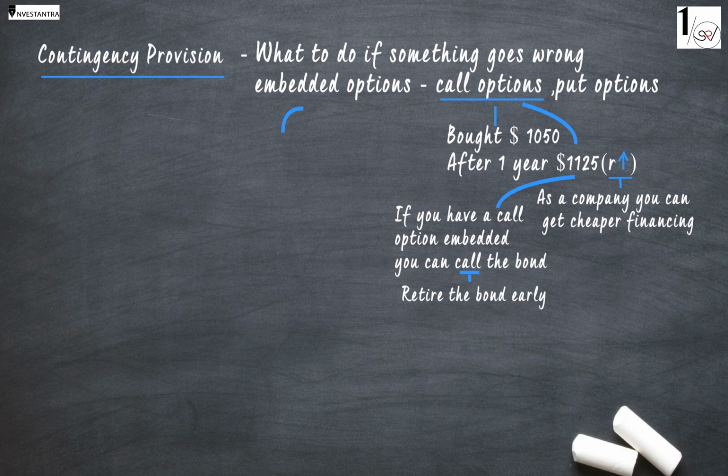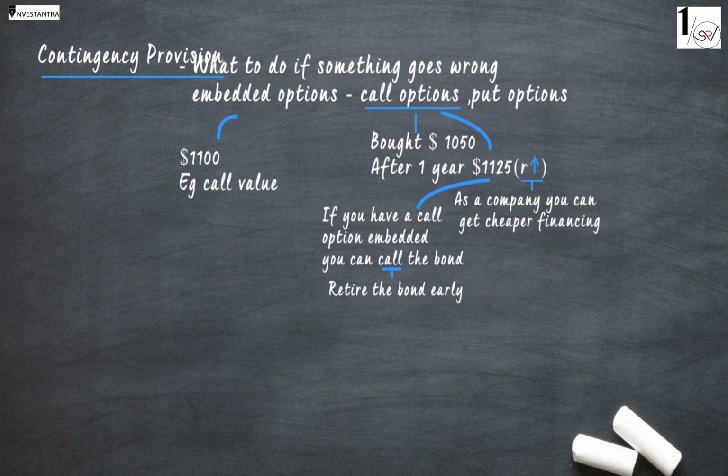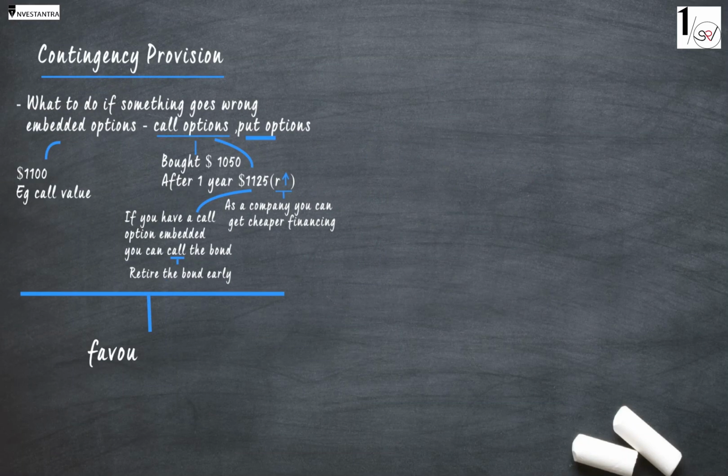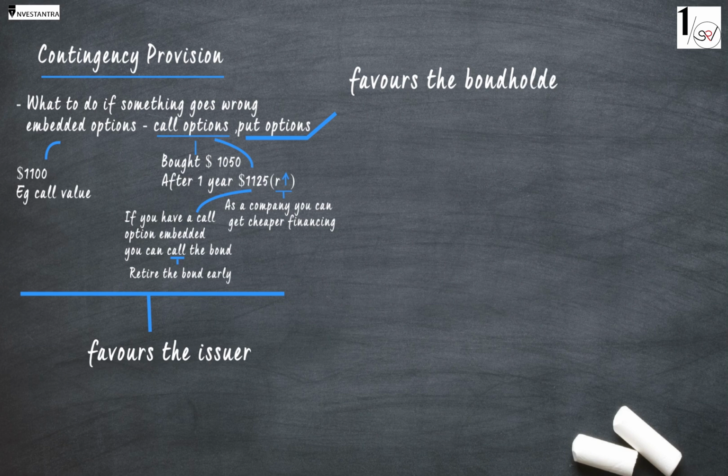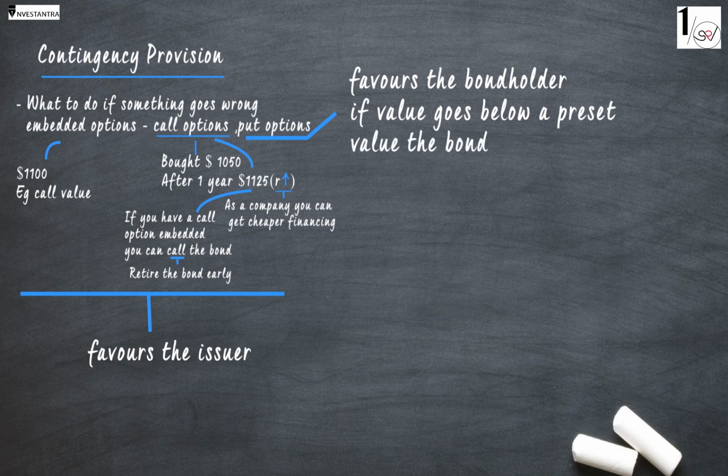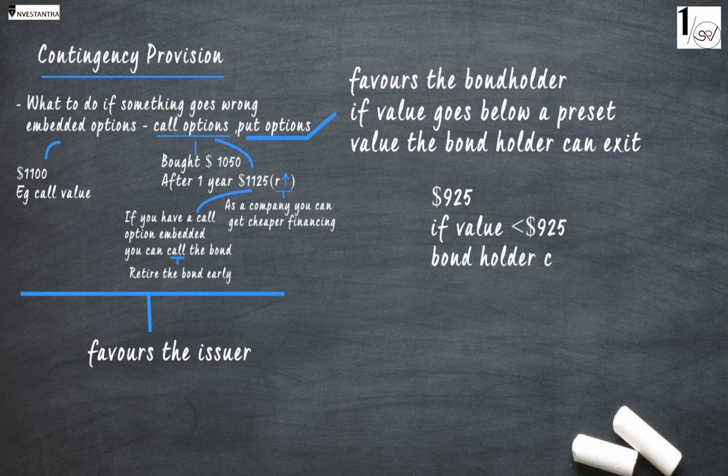If the bond goes above 1,100, this can be the call value. So the call option favors the issuer. Put option favors the bondholder, if value goes below a preset value, the bondholder can exit. The value was set at $9.25. So if value is less than $9.25, bondholder can exit.